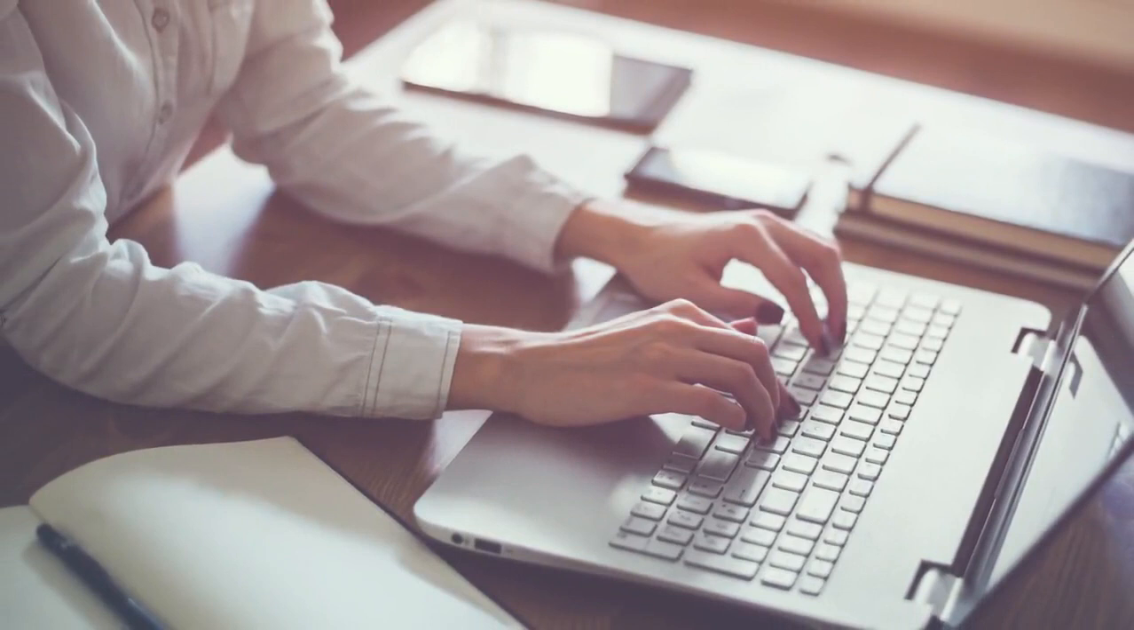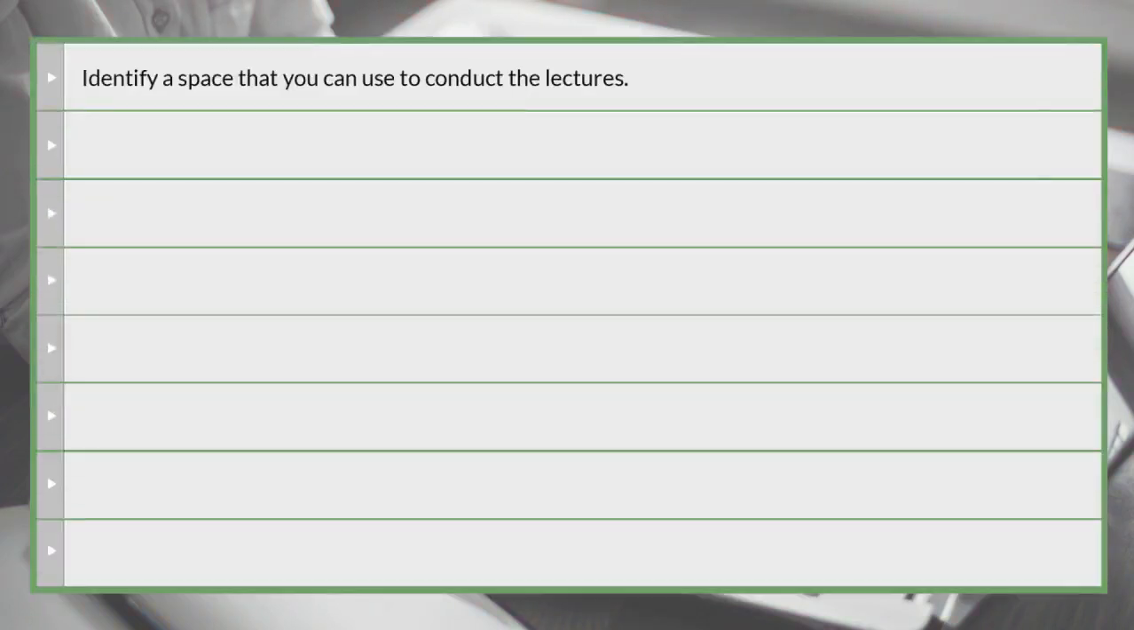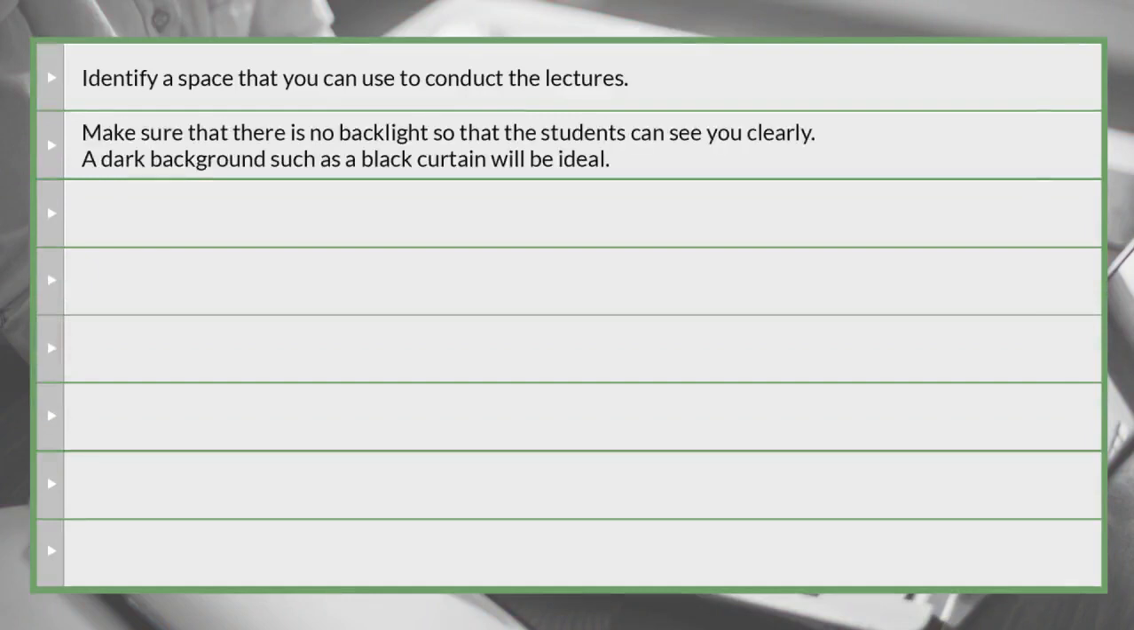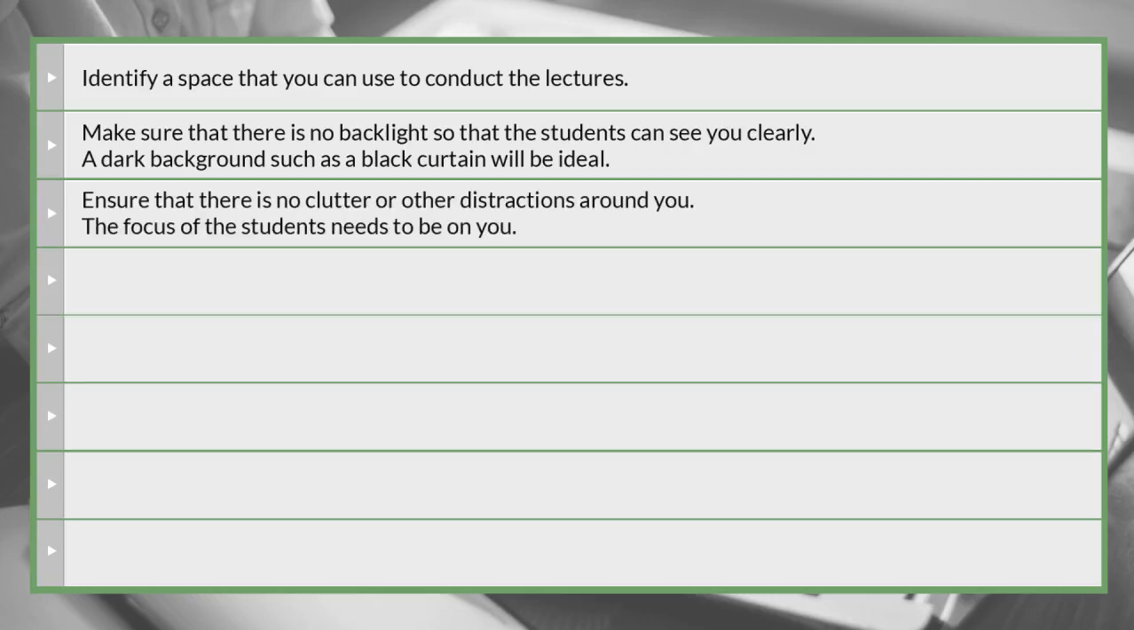Before starting the live lecture, keep the following tips in mind. Identify a space that you can use to conduct the lectures. Make sure that there is no backlight so that the students can see you clearly. A dark background, such as a black curtain, will be ideal. Ensure that there is no clutter or other distractions around you. The focus of the students needs to be on you.